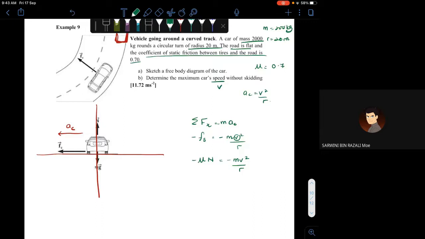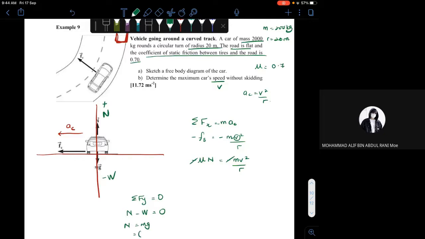So apa yang kita tak ada sekarang? Apa yang kita tak ada? Ya, macam mana nak cari N, Alif? Dari Y component. Betul. Sebabkan kereta ni bergerak kat X je, dia tak bergerak atas bawah kan. Okay, so kita akan cari daripada Y iaitu total force dekat Y sama dengan kosong. Okay, so kita tahu N ni positif sebab dia kat atas. Weight ni negatif sebab dia ke bawah. Okay, so dia akan jadi N tolak W sama dengan kosong. So N sama dengan mg.